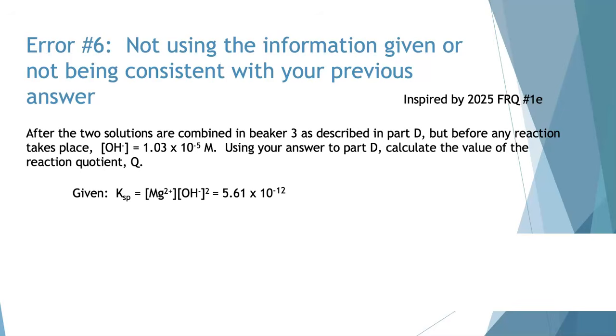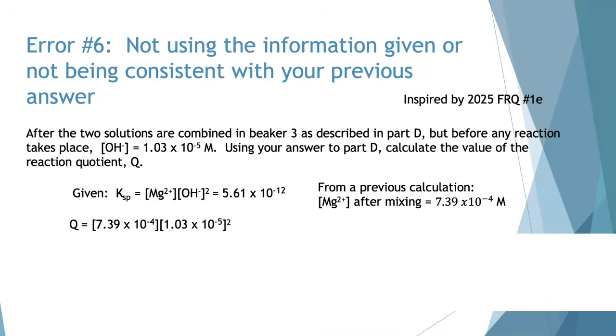Now think about it. At this point, we already know a KSP expression. We wrote that. We need to be consistent with that expression that we wrote in the previous part. We know a magnesium ion concentration of 7.39 times 10 to the minus 4th molar. And so we can substitute our hydroxide ion concentration that we were given and our magnesium ion concentration that we knew from our previous part and put that in. So we can calculate that. Lots of places where you could go wrong here, though.